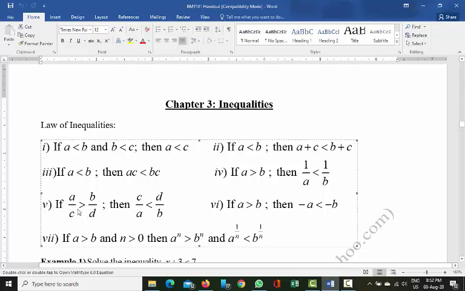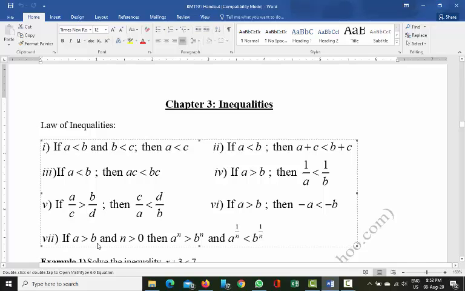Again, if A by C is greater than B by D, then if you take the inverse of A by C, that means C by A, and the inverse of B by D, that means D by B, the relationship will change. If A is greater than B, then minus A should be smaller than minus B, because you have changed the sign. If you change the sign, the relationship will also change. It was greater than, now it will become smaller than.